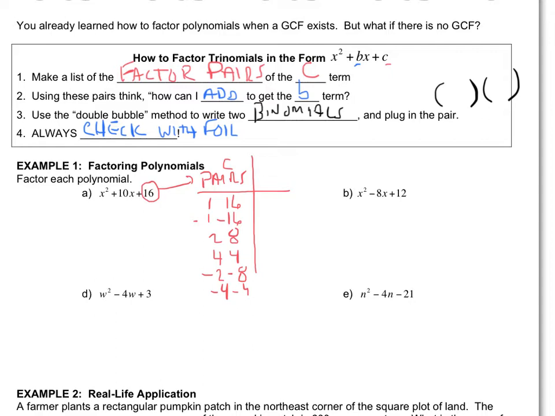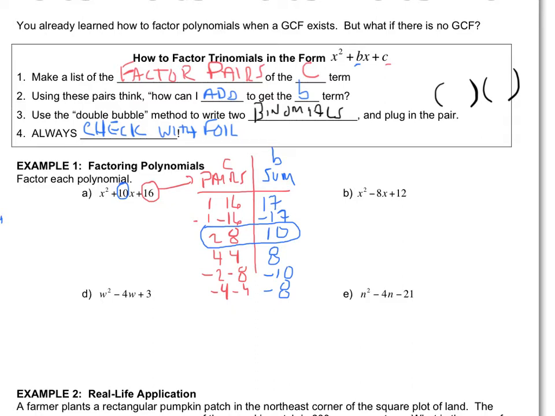Now, for the second part, I want to do the sum of those pairs to get the B value. Again, the B value is the 10. So if I add my pairs, 1 plus 16 is 17. No. Negative 1 plus negative 16 is negative 17. No. 2 plus 8 is 10. So that's going to work. And then these other ones, negative 10, negative 8. The only one that gives me the 10 that we need is right here. That's step 2.